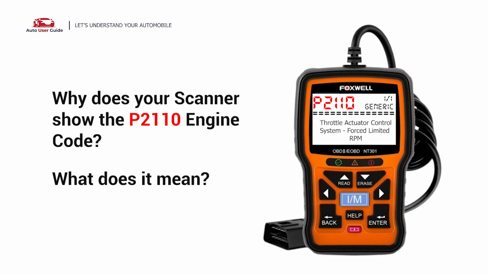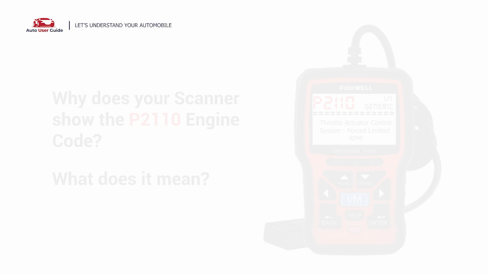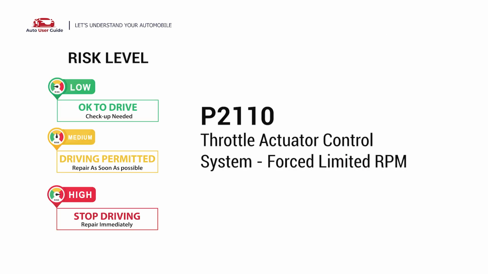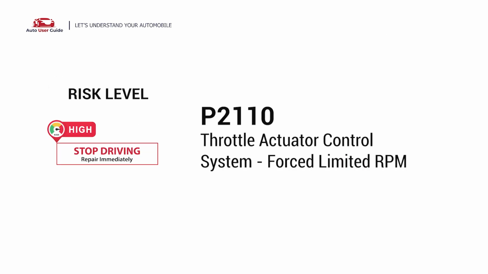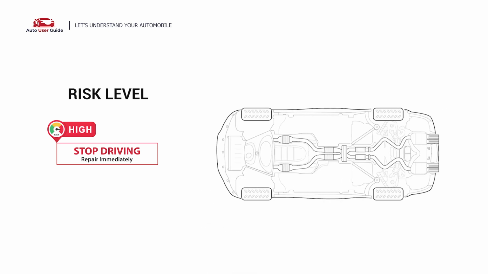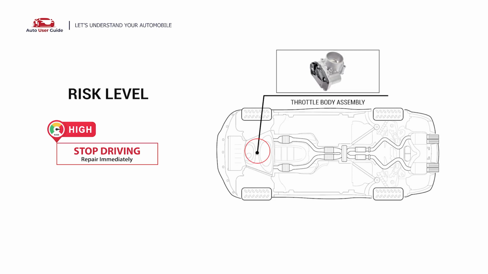Why does your scanner show the P2110 engine code? What does it mean? P2110 is a diagnostic trouble code for Throttle Actuator Control System Force Limited RPM. It indicates the ECM detects a major failure in the throttle actuator control system, potentially causing the vehicle to enter limp mode and limit RPMs. Under this circumstance, stop driving and repair your vehicle immediately.